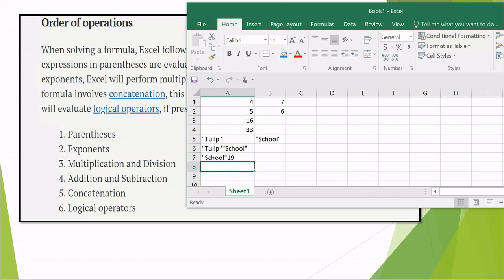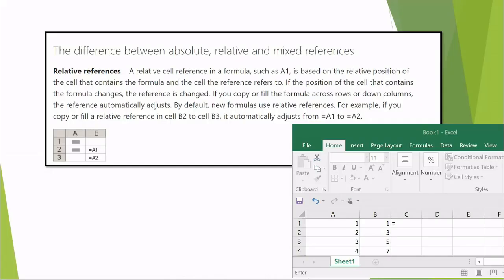school 19. Okay. Let us understand relative cell reference, absolute and mixed cell reference. When we say relative cell reference, it means that the formula is based on the relative position of the cell. Let us see it through an example.